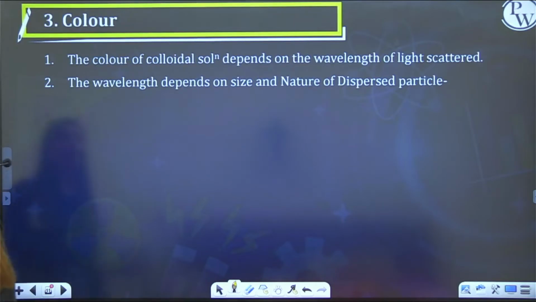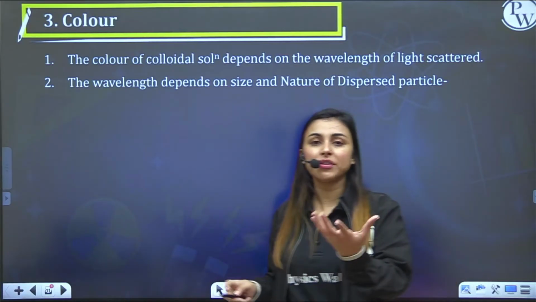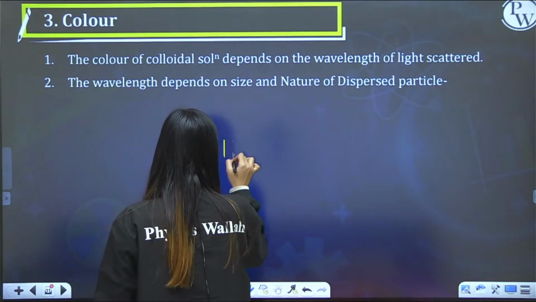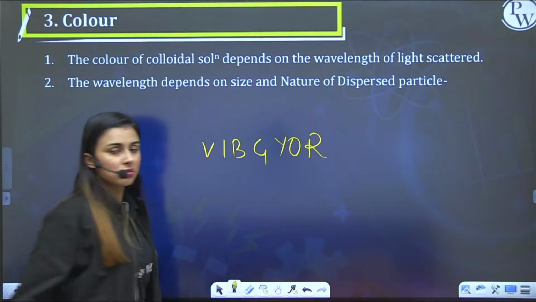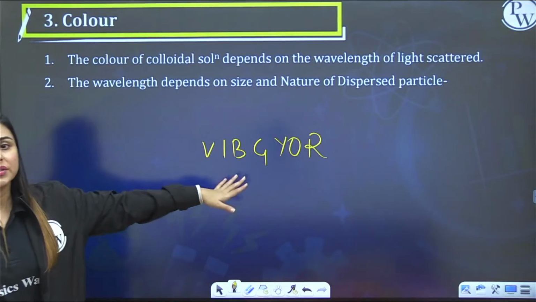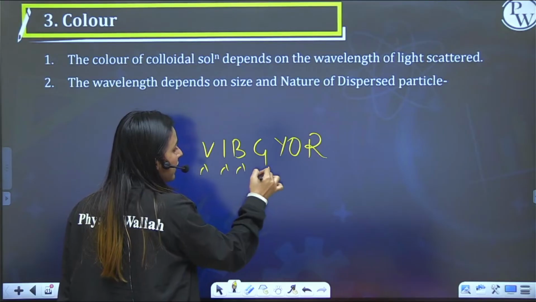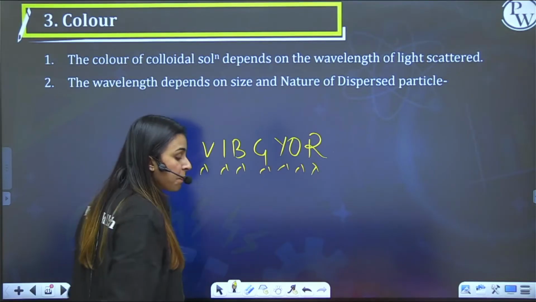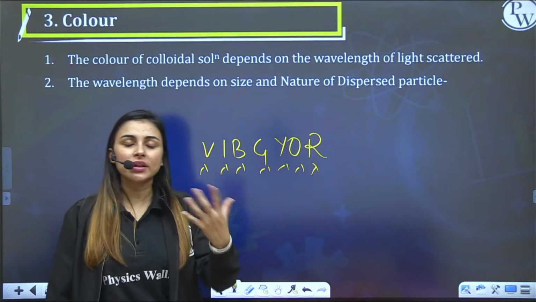The next property is color. Now let's talk about the color, my dear students. I told you that you have different wavelengths. If we talk about VIBGYOR, then you have these different colors that you can see in the visible range. Every color has a different wavelength, right? Now whichever particle will scatter whichever wavelength, you can see that color.